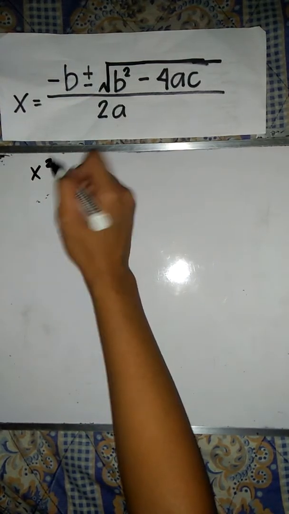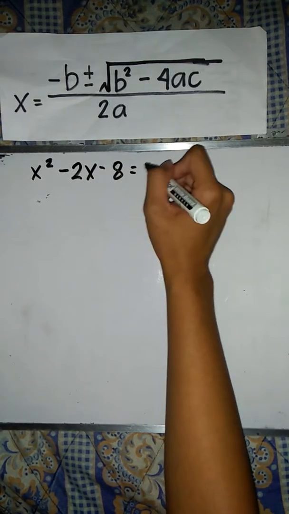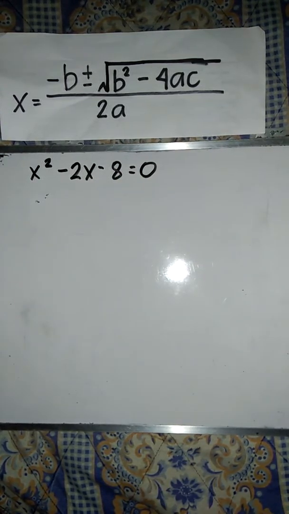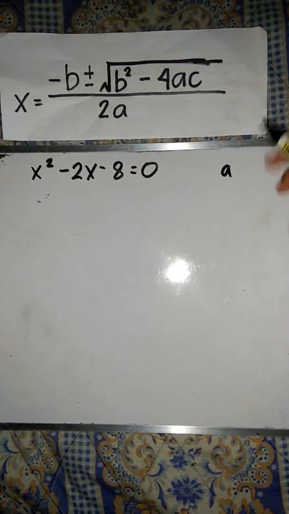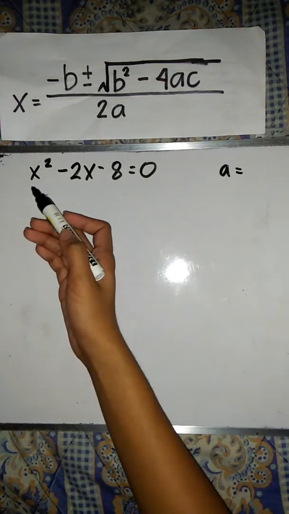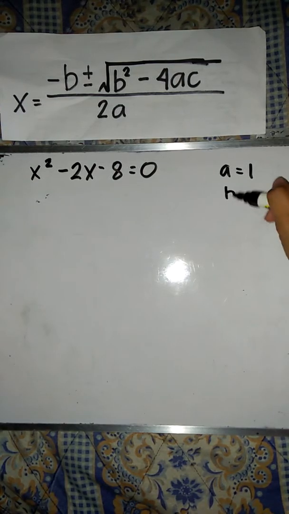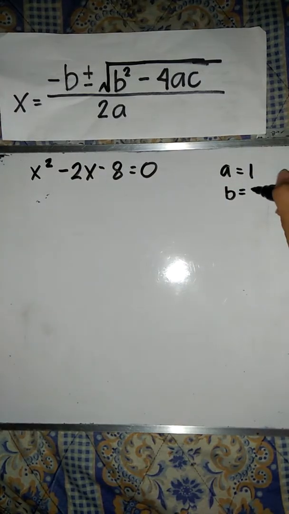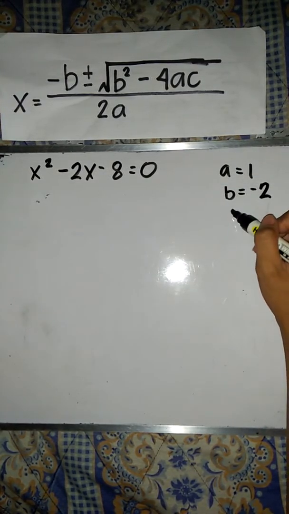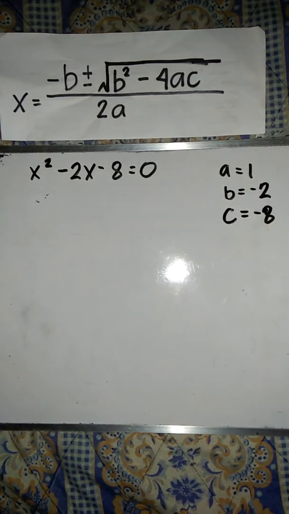So, for example, we have the equation x squared minus 2x minus 8 is equal to 0. First, we have to determine the values of a, b, and c in our equation. So a is equal to the numerical coefficient of the first term, which is 1. Then b is equal to the numerical coefficient of the second term, which is negative 2. And c is the constant, which is negative 8.